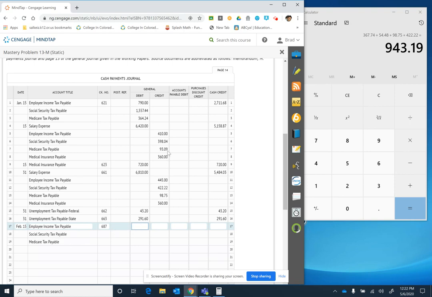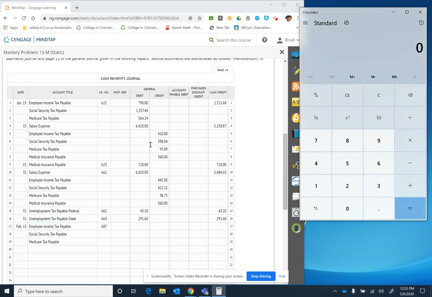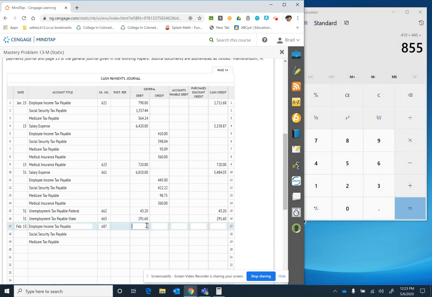So now what we need to do is identify what our employee income tax payable is. So we're going to take 410 plus 445 and add those two together. I'm taking it from my employee income tax payable for the 1st to the 15th of January, and we're going to take our employee income tax payable for the 16th to the 31st. So 410 plus 445 equals 855. So 855 here for our employee income tax payable.